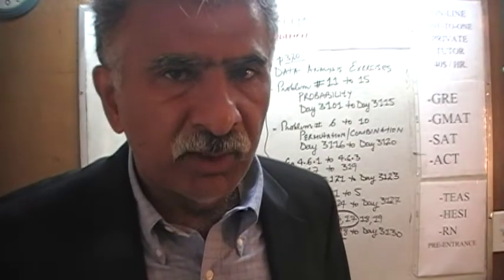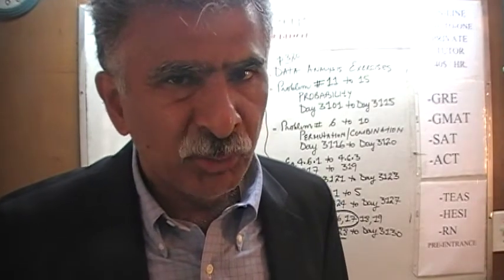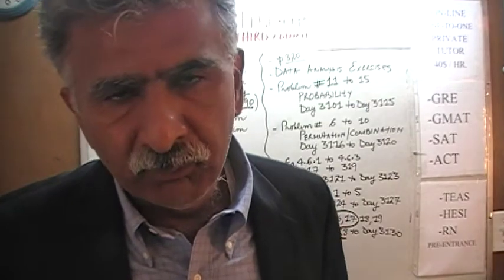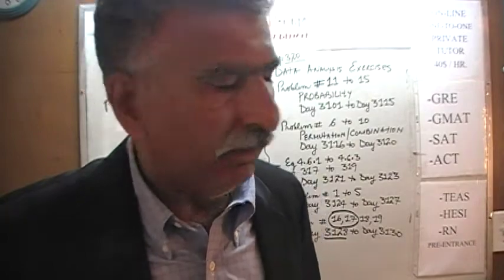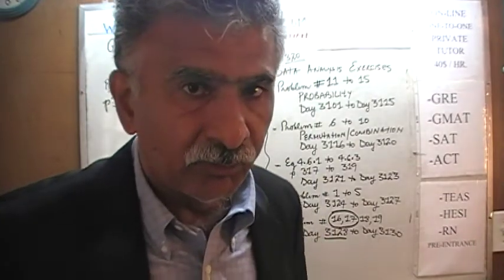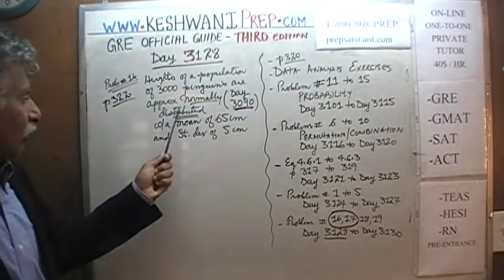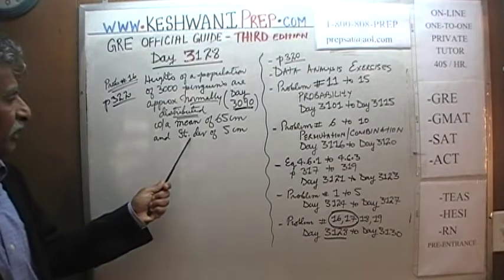If you're ever curious about any particular topic that appears in the GRE, just type in the name of the topic and my name, just type in normal distribution and then Keshwani, and you'll search for it, and the video will pop right up. Not only this video, but all the other ones that I've done in the past, from the first and the second edition. You understand? So it's a normal distribution with a mean of 65 and a standard deviation of 5.